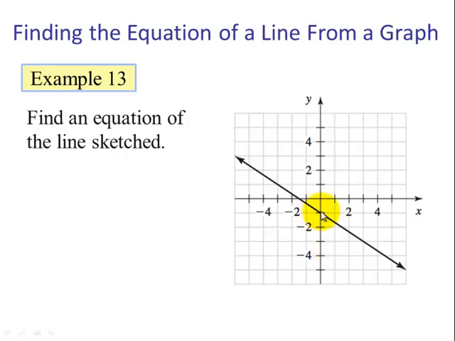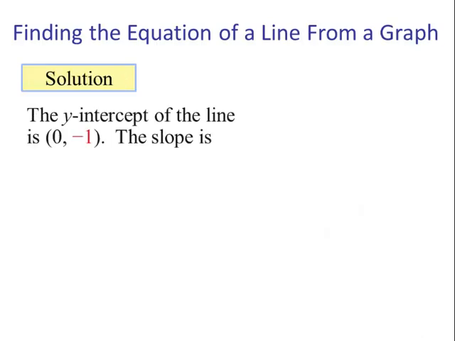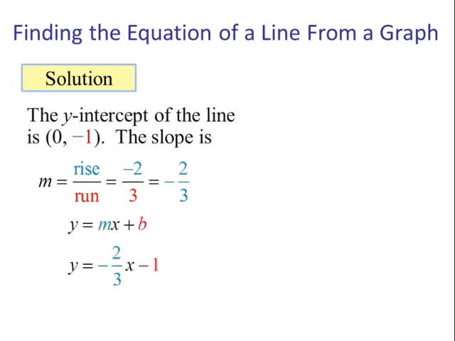We see that the y-intercept is -1. Now we need to determine the slope. So from the y-intercept, we see that if we go down 1, 2, and we go over 1, 2, 3, we have this point. Down 2 to the right 3 is -2 over 3. So the slope is -2 over 3. So using our y-intercept of -1 and our slope of -2/3, we have our answer as y equals -2/3 x minus 1.